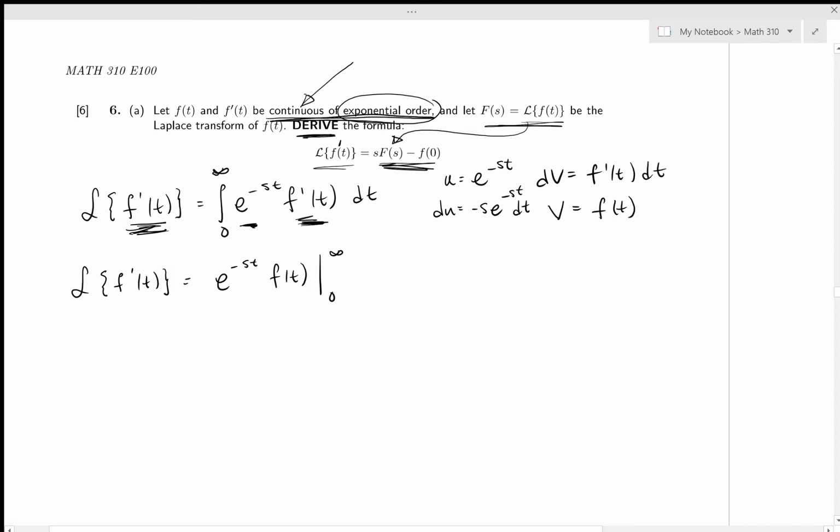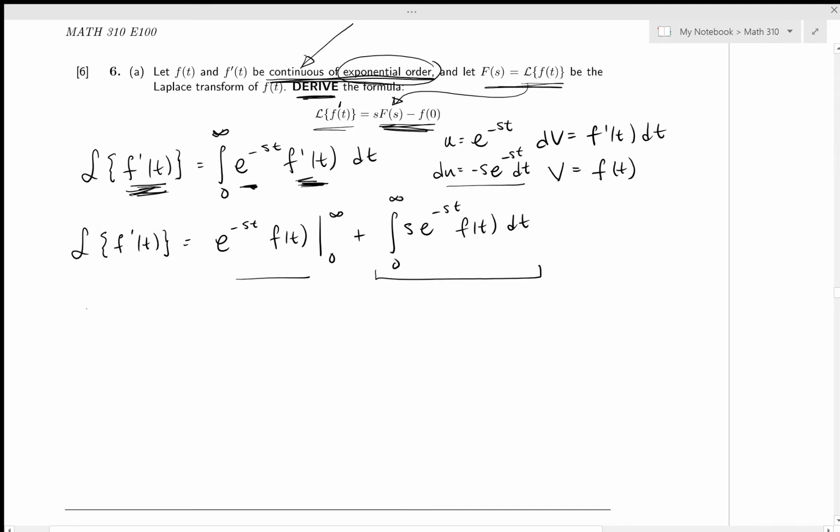That is uv minus the integral of v du. So v is f of t, and so v du, so I've got f of t, and I've got du, and I see it's minus s, so I'm going to put the plus there, s e to the minus st, and then I've got the dt. So now I have used integration by parts. Now I'm going to look at evaluating this, and then I'm going to carefully look and see what this integral represents.